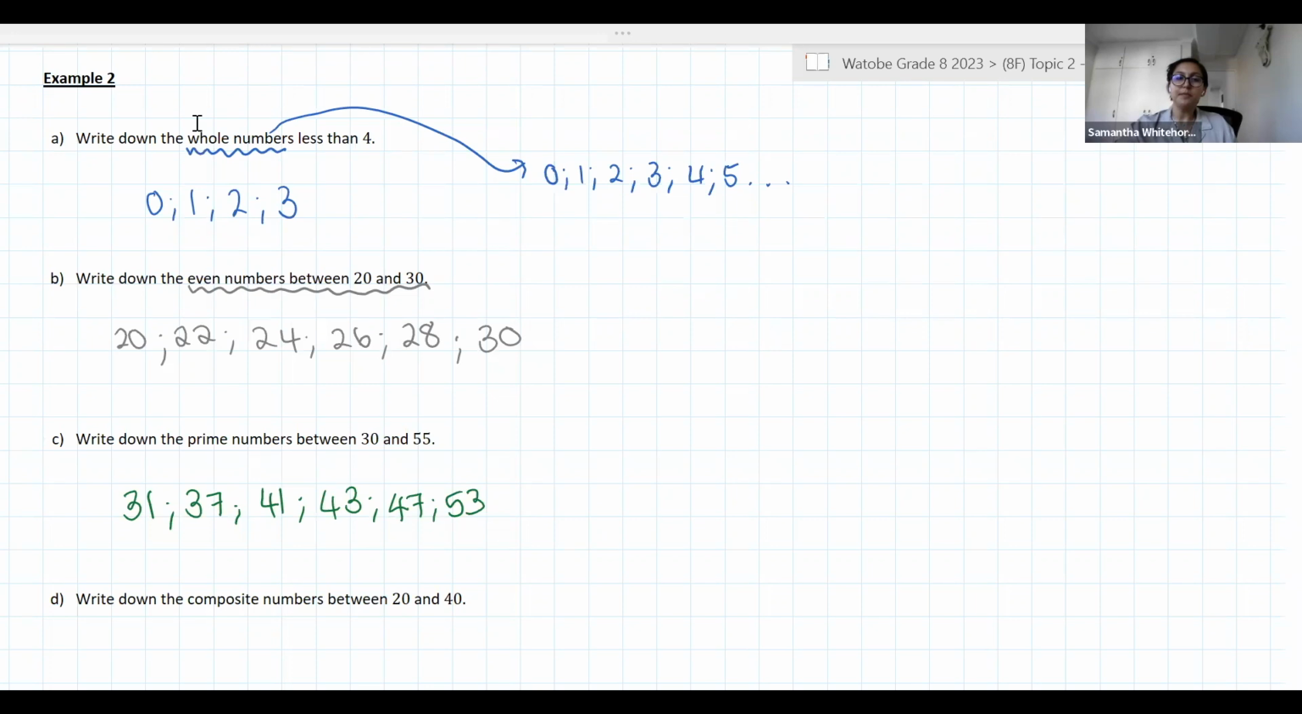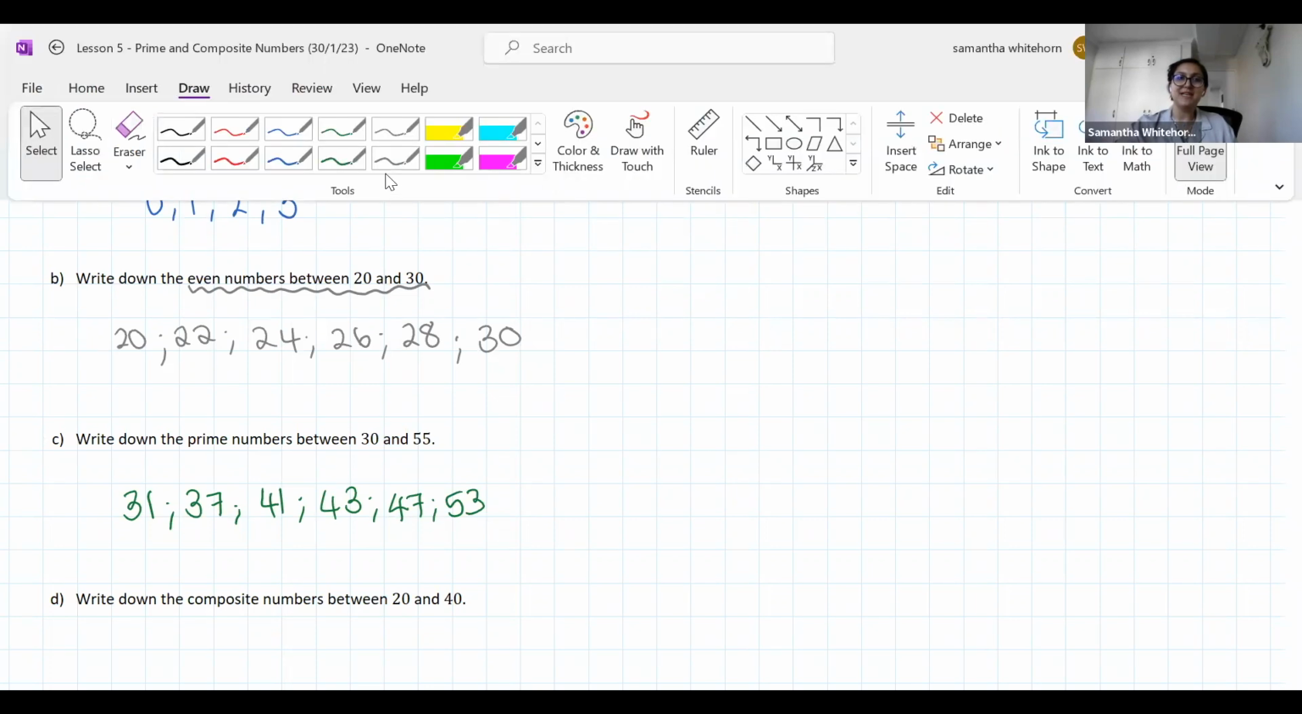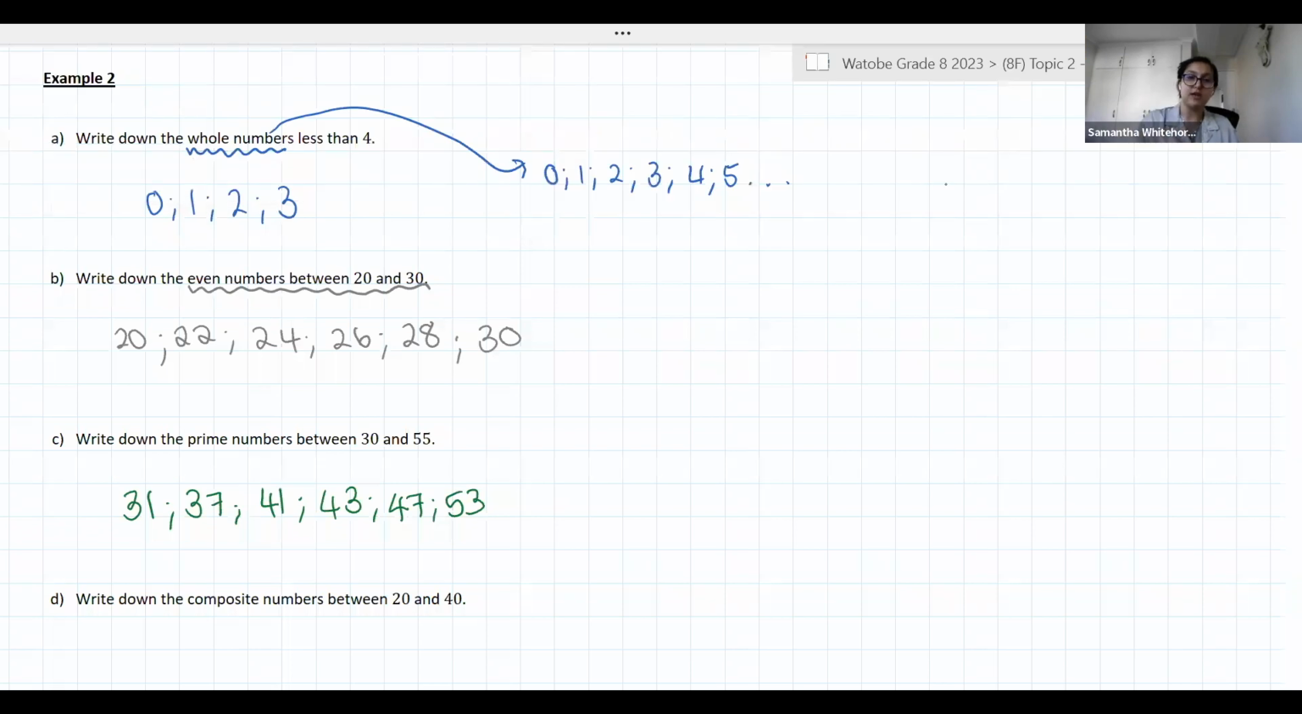Right, guys, last one, the composite numbers between 20 and 40. So who wants to try this? But first, write it down in your book. I want the composite numbers between 20 and 40. So think carefully, write it down first. Make sure you're happy with your answer. Remember what a composite number is. All of those numbers with more factors than just one and itself. And then when you're ready, you can put it in the chat or you can raise your hand and we can have a look.